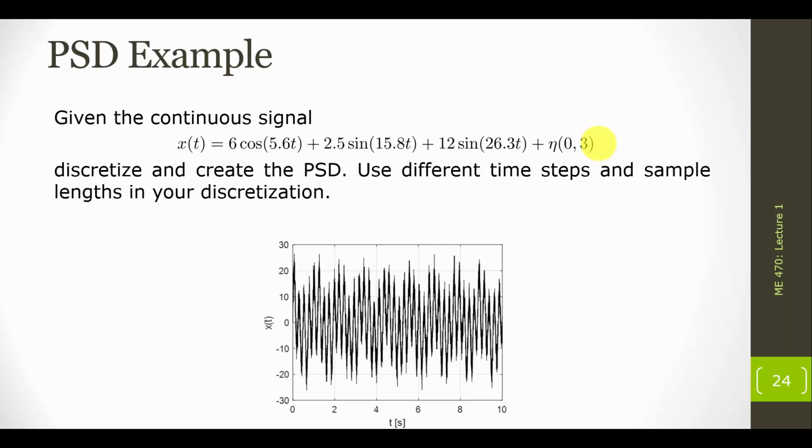Since we can keep generating the data new, we can take smaller time steps, and I can sample for shorter or longer, and we're going to see what that does to our power spectral density. What does that do to our spectral analysis if we play with the sample rate and the length of time at which we sample?